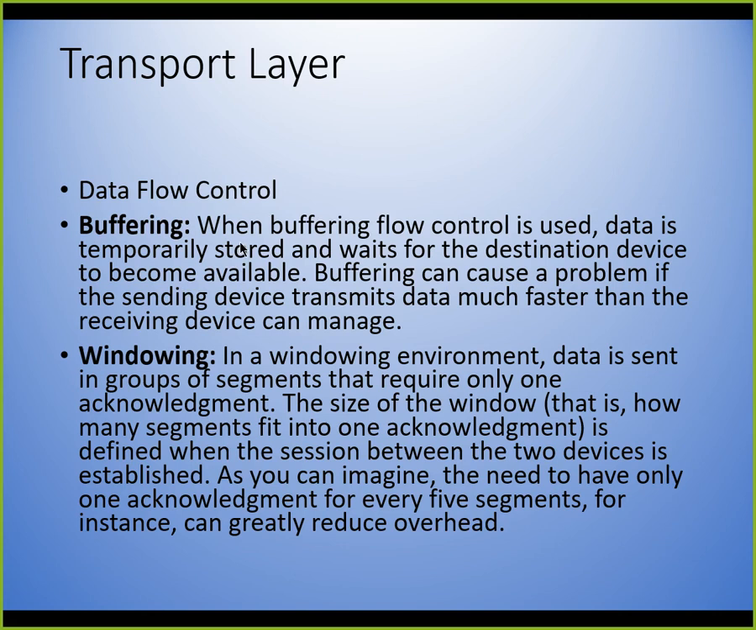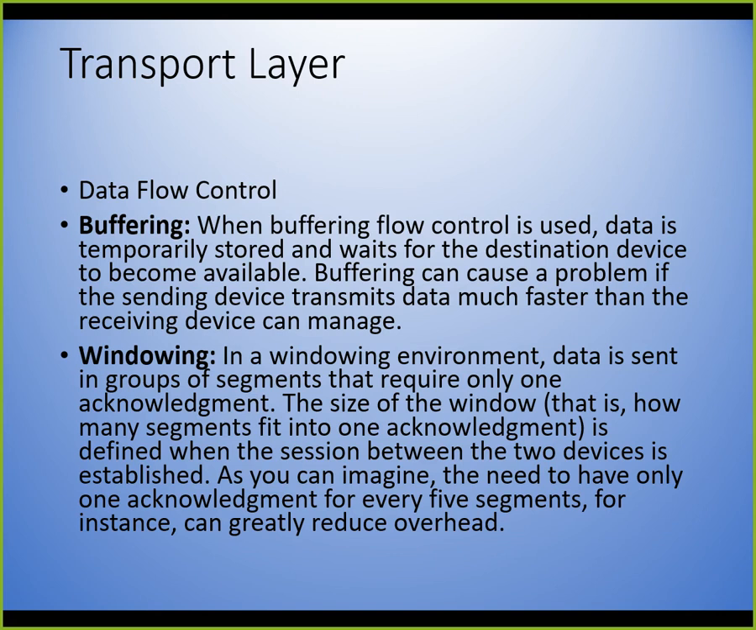Buffering and windowing. Buffering: flow control is used. The data is temporarily stored. If we are going too fast from one to the other, we can try this sliding window thing, because windowing is here. If the other guy says, hey, you're going too fast, slow down, we can buffer and keep the information. When it gets to the other end, it goes into a buffer. When that buffer gets full, that's when you go back to the other side and say, hey, slow down. So buffering can cause a problem if the sending device is transmitting the data too much.